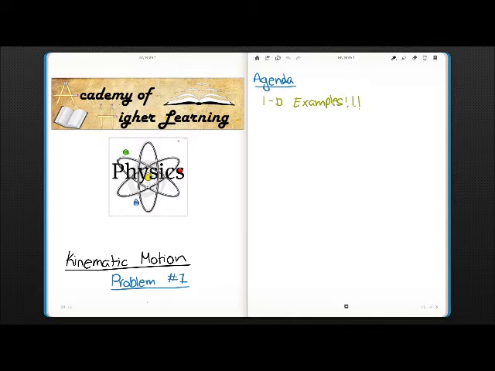Hello and welcome to today's physics video on kinematic motion. In this video I'll be doing problems. The problems will be in one dimension, and you need to watch the previous videos or have knowledge of kinematic equations, the relationships between graphs, and the basic concepts of displacement, distance, velocity and acceleration. So let's start.